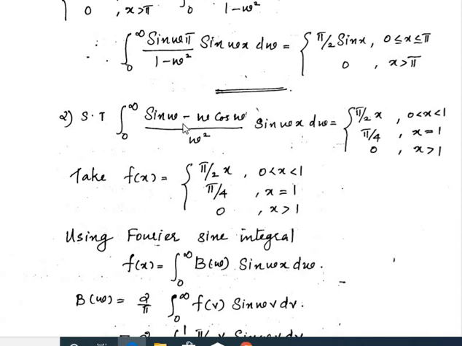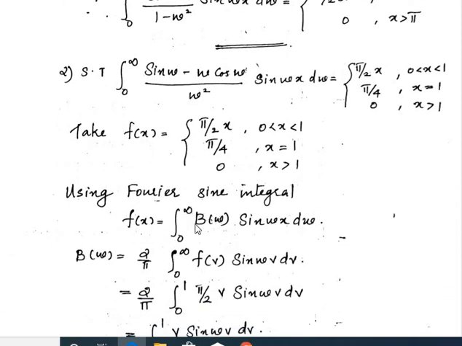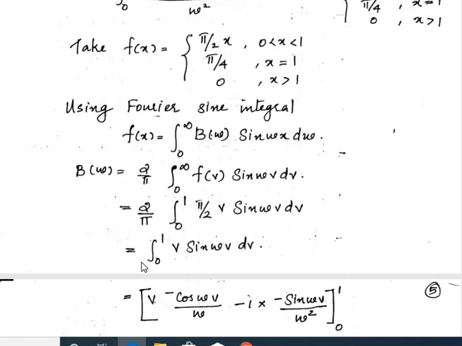Here also we can see that along with the x term there exists a sine term. We have to apply the Fourier sine integral, and for that we have to take the right side as the given function f of x. Write the Fourier sine integral formula, and we have to obtain b omega. b omega is 2 by pi integral 0 to infinity f of v sin omega v dv, and we can see that the function value exists only between 0 to 1, and the value is pi by 2 x. Since the value at a point cannot be expressed as an integral, we take only this interval, that is, the limit changes to 0 to 1 and the function value is pi by 2 v sin omega v.